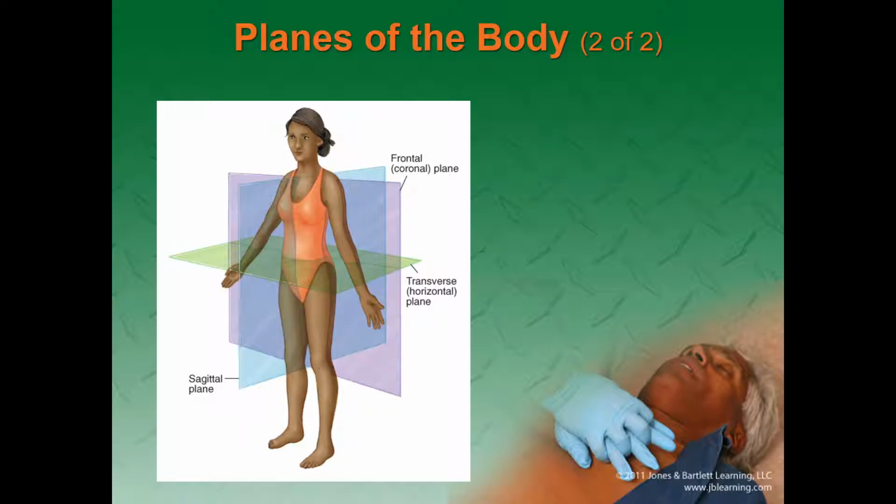We only have one line that cuts the body into relatively equal portions. That is the mid-sagittal line. It runs directly down the center of the body, starting at the top of the head and then running all the way down. And if you were to reference that line, we also call that the midline as well.